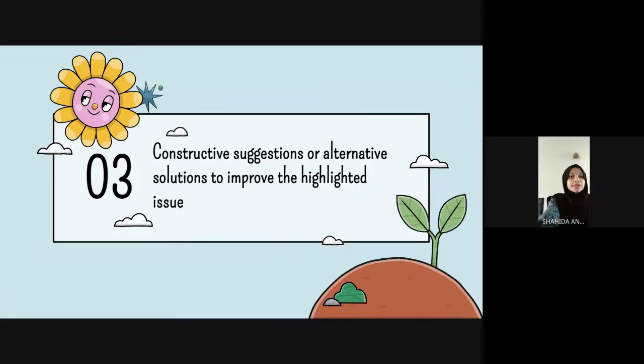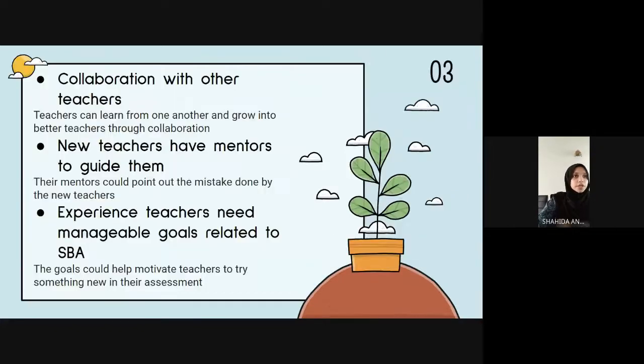So number 3 is constructive suggestions or alternative solutions to improve the highlighted issue. Going back to the lack of competency, where experienced teachers don't want to change and new teachers have no experience, one solution is collaboration with other teachers.